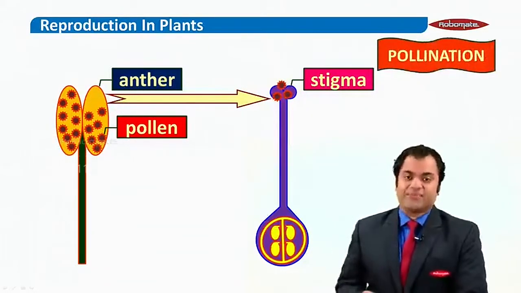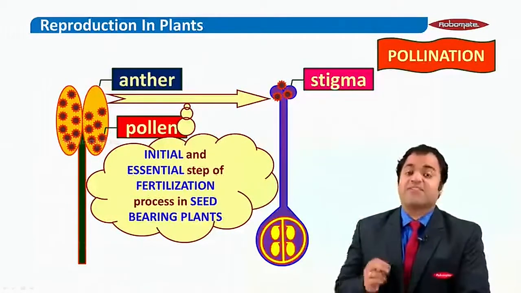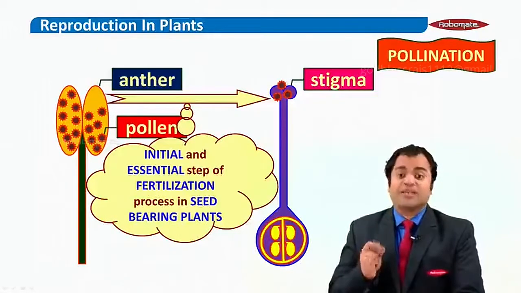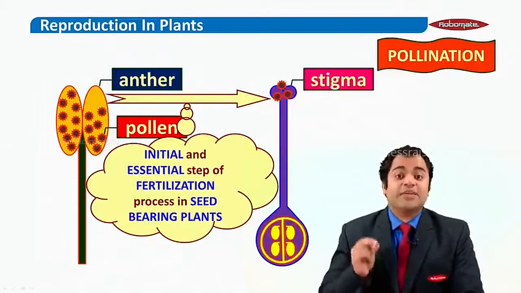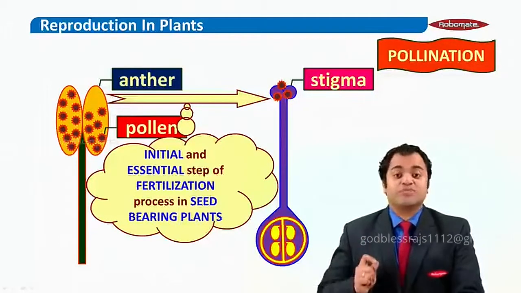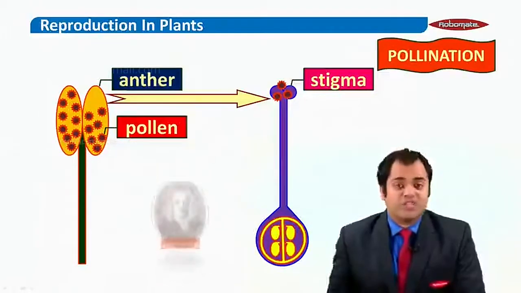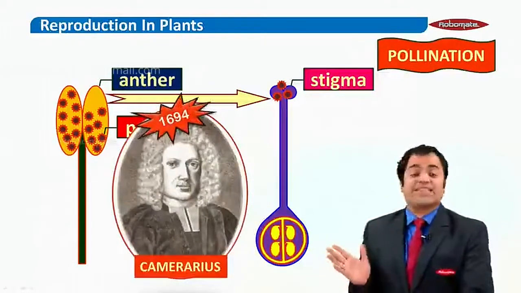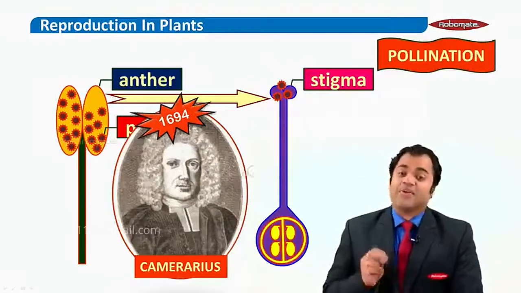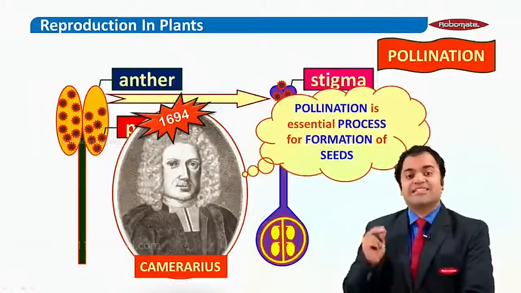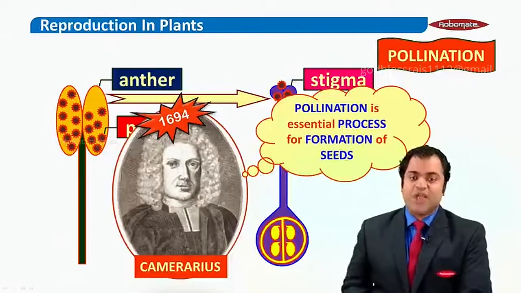You got that right. Remember, the process of pollination is very important, very essential, and also the initial step of the fertilization process in seed-bearing plants, which means in gymnosperms as well as in angiosperms. The process of pollination was discovered by a scientist called Camerarius in the year 1694. Camerarius said that pollination is an essential process for formation of seeds. Is it okay? Moving on.